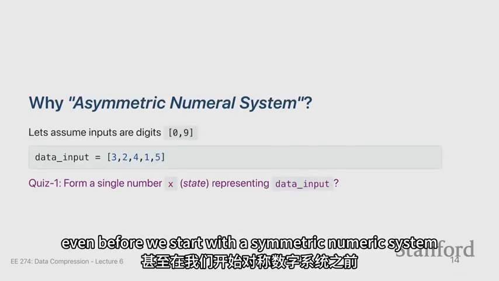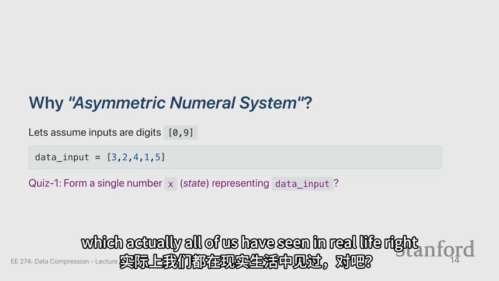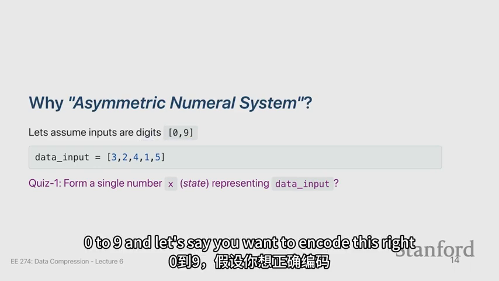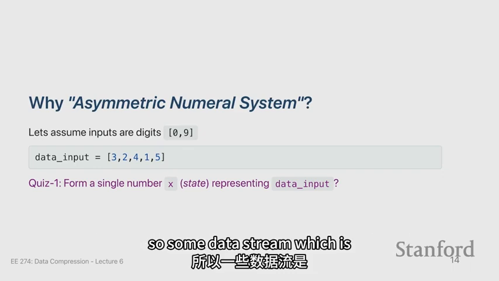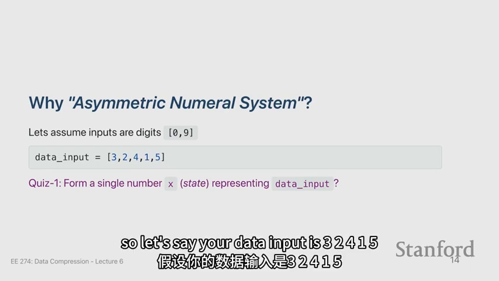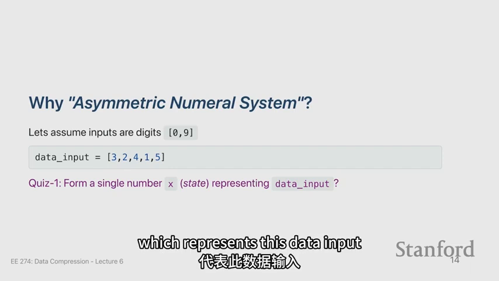But even before we start with the asymmetric numeral system, let's start with a symmetric numeral system example, which all of us have seen in real life. Suppose you have inputs as single digits, 0 to 9, and you want to encode this. So some data stream comes from the alphabet 0 to 9. Let's say your data input is 3, 2, 4, 1, 5. Can you form a single number X which represents this data input?